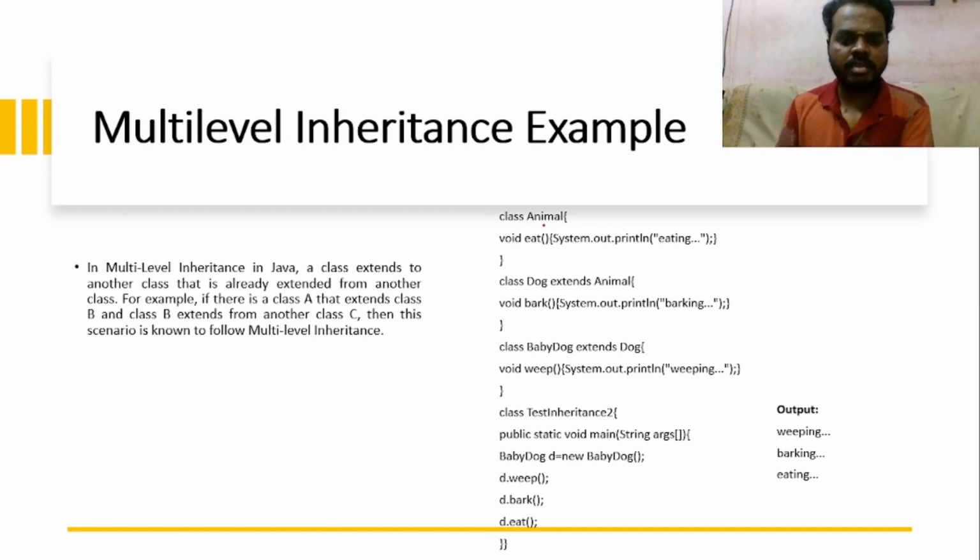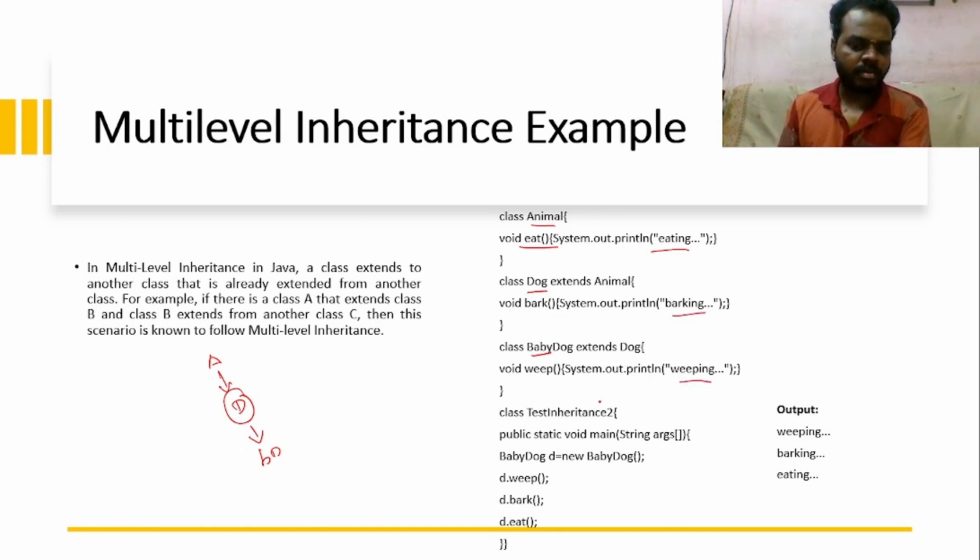In this example we have animal, dog, and baby dog. This is the mechanism. Since dog is an intermediate class, it acts as both parent and child. This is all about multi-level inheritance. In the animal class there is an eat method, and once you print it, the statement will be eating. In the dog class there is a method called bark, with a barking statement, and in baby dog there is a weeping statement.